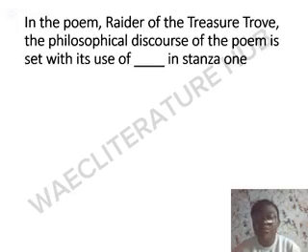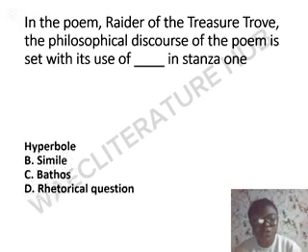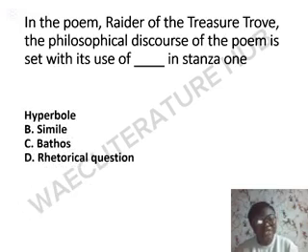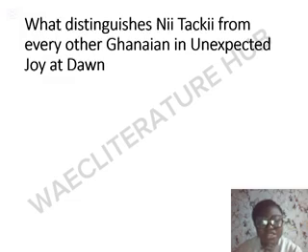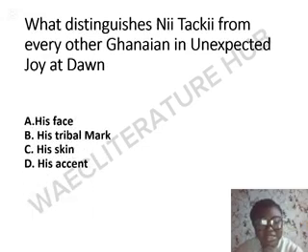In the poem Reader of the Treasure Trove, the philosophical discourse of the poem is set with its use of what in stanza 1: hyperbole, simile, bathos, or rhetorical question? And our answer is rhetorical question. What distinguishes Nitaki from every other Ghanaian in Unexpected Joy at Dawn: his face, his tribal mark, his skin, or his accent? And our answer is his tribal marks.